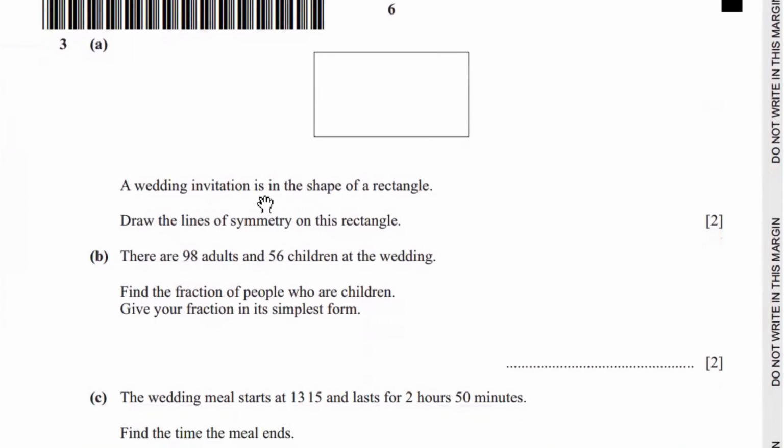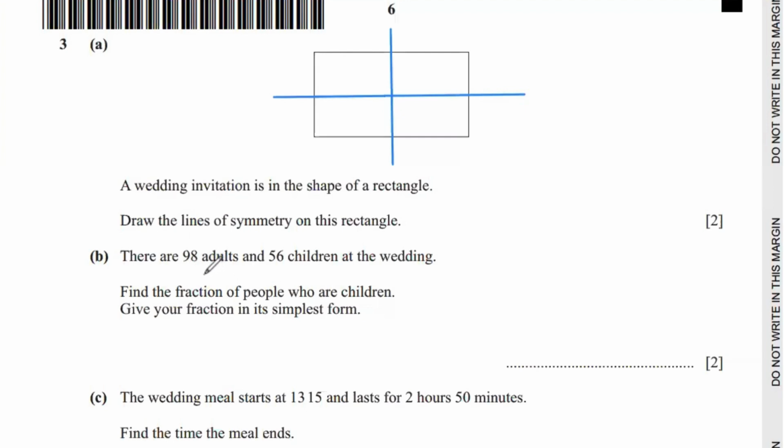Question 3 says a wedding invitation is in the shape of a rectangle. Draw the lines of symmetry on this rectangle. So a rectangle has one vertical line and one horizontal line as the line of symmetry.